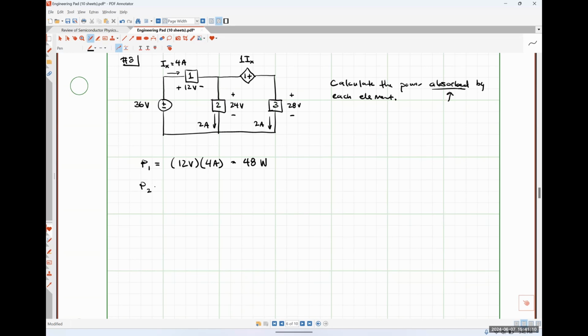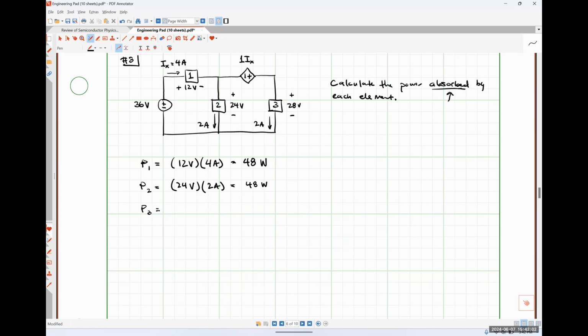Now let's look at element 2. Somebody else tell me what the voltage drop across element 2 is. 24 volts. What's the current flowing through element 2? 2 amps. Is the current flowing into the positive polarity terminal or into the negative polarity terminal? Into the positive, because it was flowing out of the negative. Absolutely correct. So once again, because we were asked to calculate absorbed power, we don't need to add a negative sign. So this one is also 48 watts.